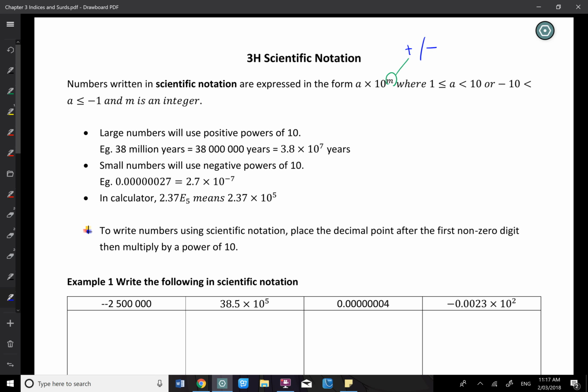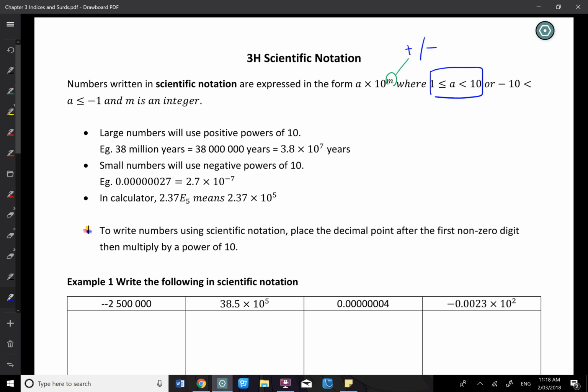So this A has a requirement. Let's say I can't write 381 times 10 to the power of 4. This is not a scientific notation. It looks really similar to a scientific notation, but it's not, because there's a requirement for the A value. A needs to be a number in between 1 and 10. Okay, in between 1 and 10.